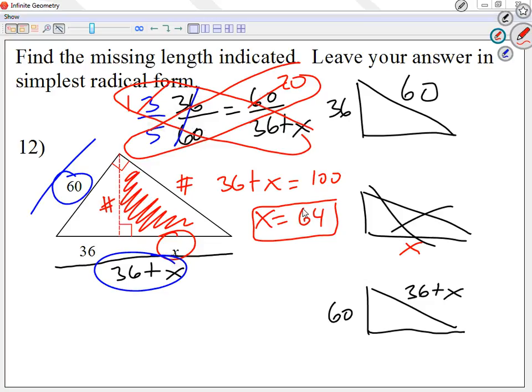Remember, the quiz for tomorrow, you guys have similarity from last week. So everything from last week plus this stuff. Any questions? Let me take roll really quick.